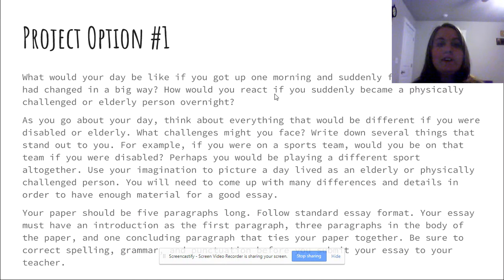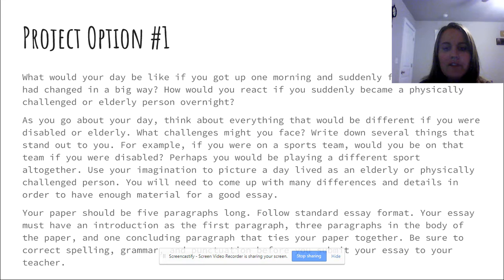You ready? So here's the project in Flipswitch, a writing project. If you choose to do the writing project, here's your prompt. What would your day be like if you got up one morning and suddenly found that you had changed in a big way? How would you react if you suddenly became a physically challenged or elderly person overnight? As you go about your day, think about everything that would be different if you were disabled or elderly. What challenges might you face? Write down several things that stand out to you.